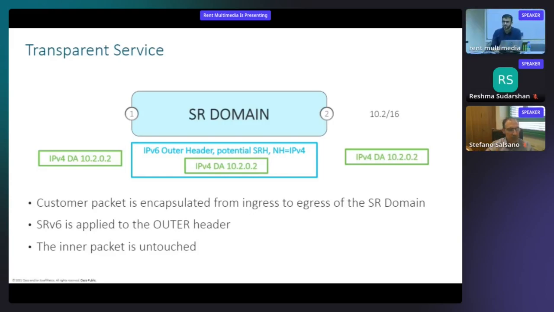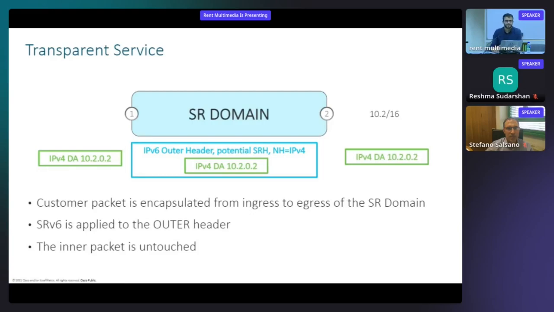So as you see here, everything is applied to the outer header. The customer packet is never touched, and this is a completely transparent service. When we say we use SRv6 to deliver service, it means we apply SRv6 to the outer encapsulation, the blue encapsulation that you have here, not to the customer packet. So it's a completely transparent service.